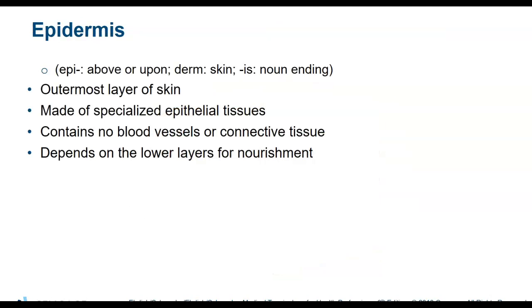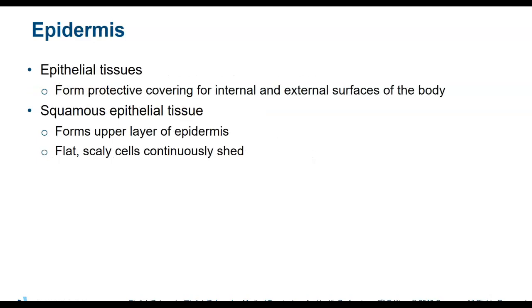The epidermis, again, is the outermost layer of skin. There's no blood vessels or connective tissue in that. It is totally dependent on the lower layers of the skin for its nourishment. There are epithelial cells in the epidermis, and again, they are protecting our internal and external surfaces of the body. So again, that's protecting our little organs and our vital organs.